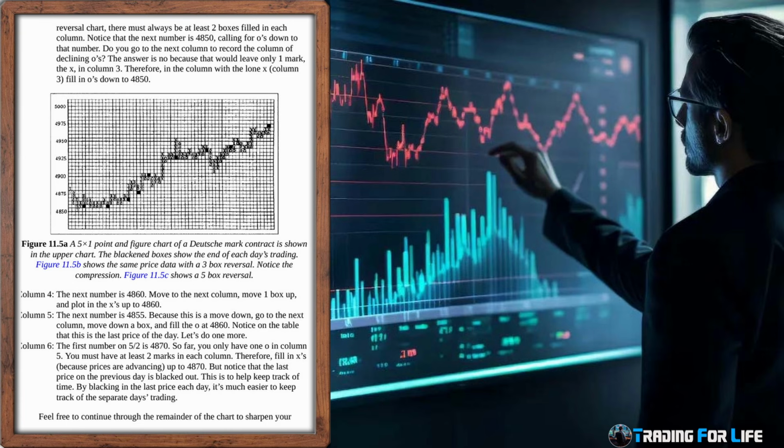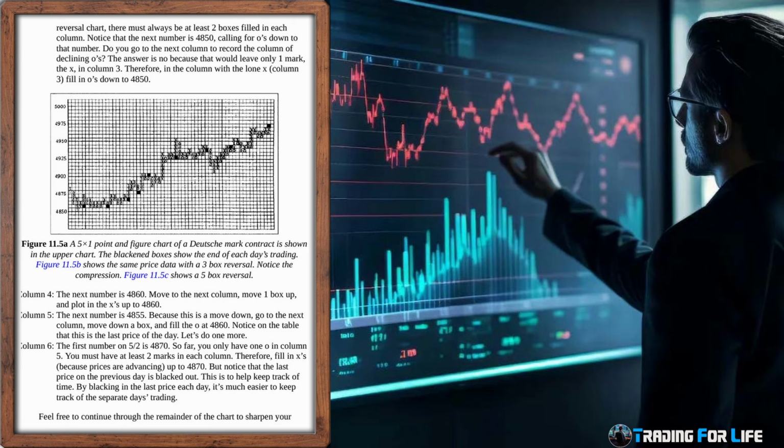Notice that the next number is 48.50, calling for O's down to that number. Do you go to the next column to record the column of declining O's? The answer is no, because that would leave only 1 mark, the X, in column 3. Therefore, in the column with the lone X, column 3, fill in O's down to 48.50.